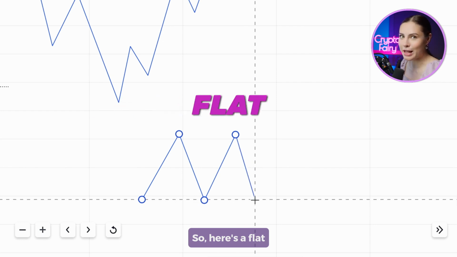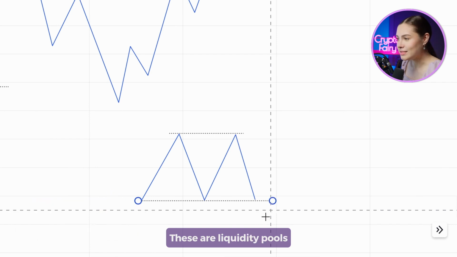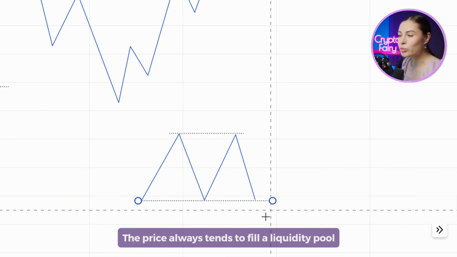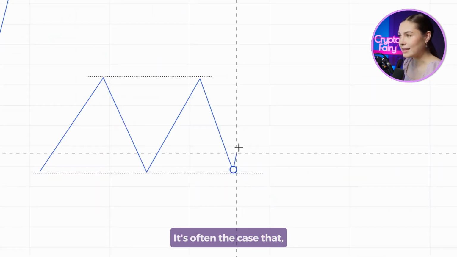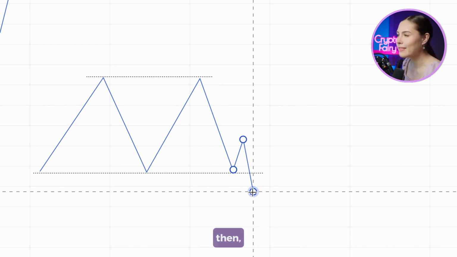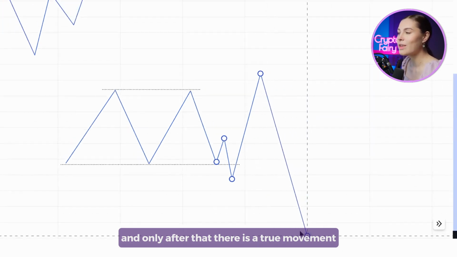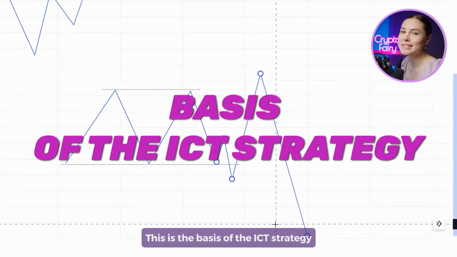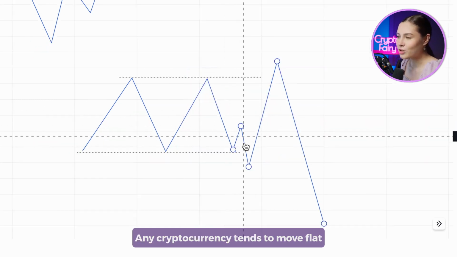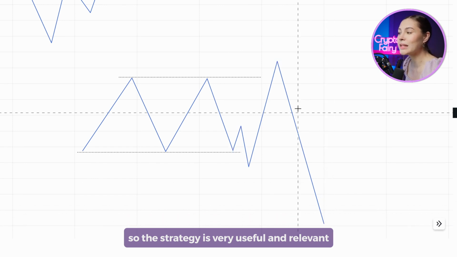So, here is a flat. There is liquidity above and below it. These are liquidity pools. The price always tends to fill a liquidity pool. It's often the case that first there is a liquidity collection from the bottom of the flat, then there is a liquidity collection from its top, and only after that there is a true movement. This is the basis of the ICT strategy. Any cryptocurrency tends to move flat, so the strategy is very useful and relevant.